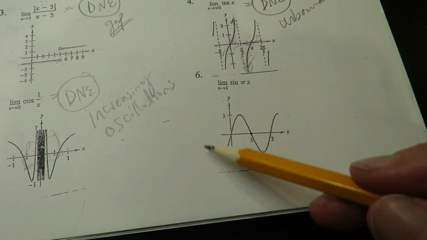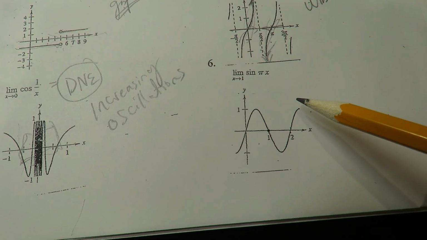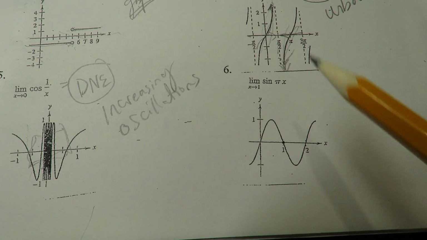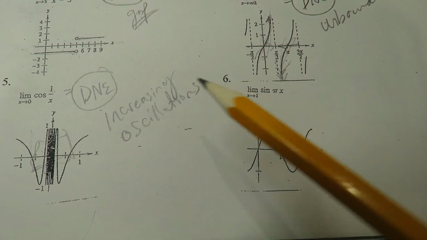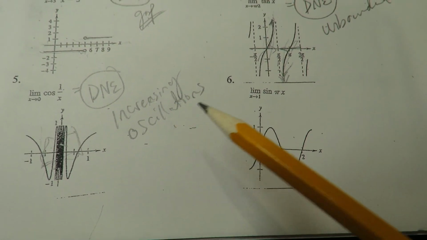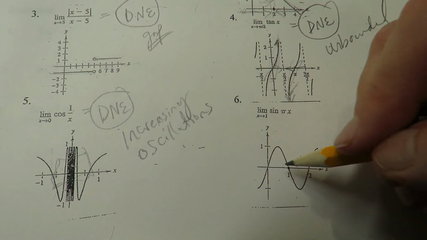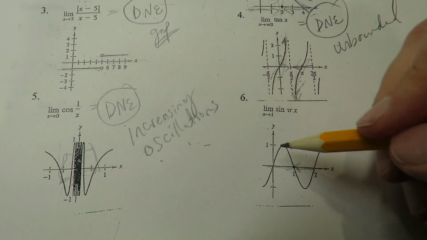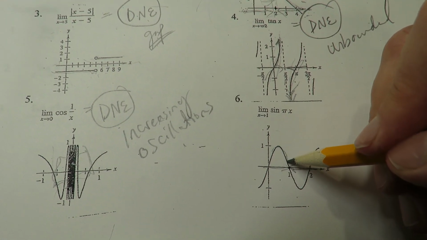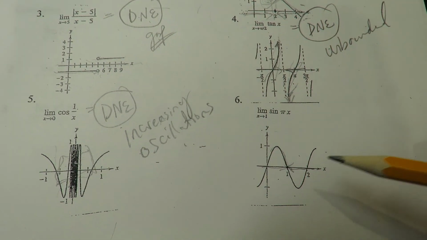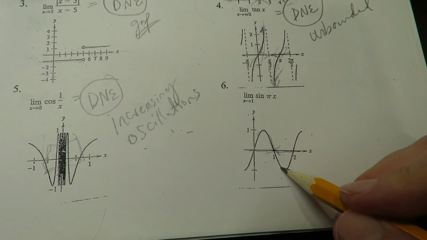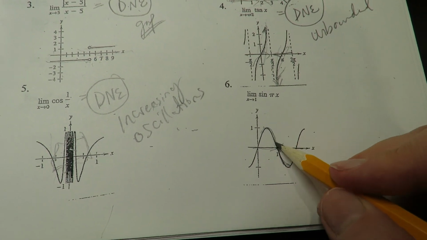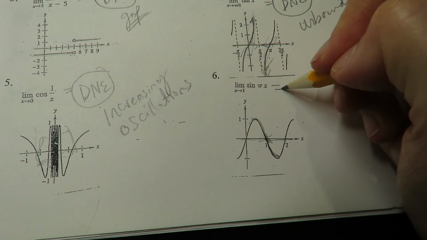Now notice this one is oscillating, but it's just oscillating at a standard rate. It's not increasing or decreasing. So the oscillations are not the problem. The problem is if it increases in its oscillations. So here we go. As x approaches 1 from both sides, what does the height do? On the left side, the height's going to 0. Coming in from the right, the height is going to 0. So it's going to 0 from both sides. So the answer to this is 0.